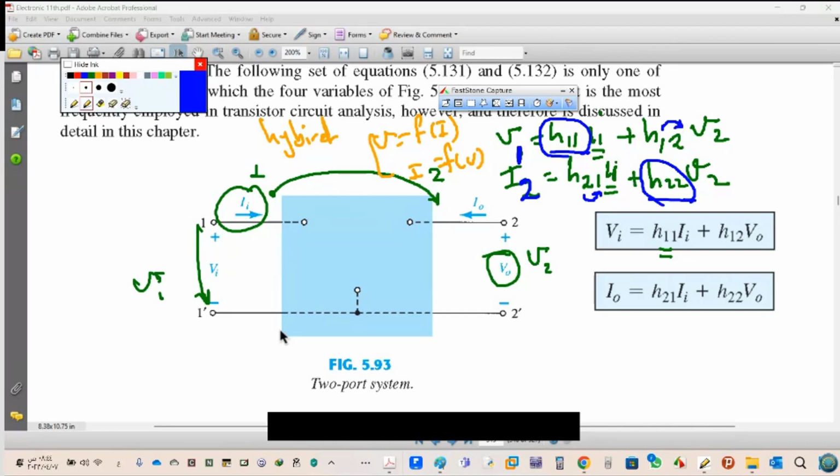h11 means the self effect from input to input. h21 is the effect from input to output. How can input affect output? And h12 is the effect from output to input.